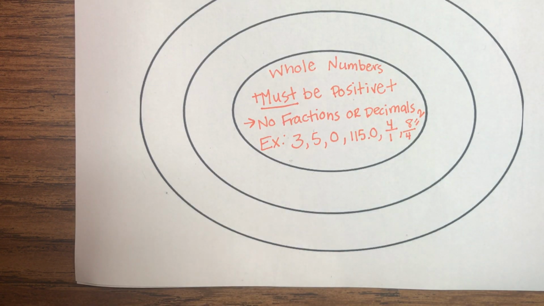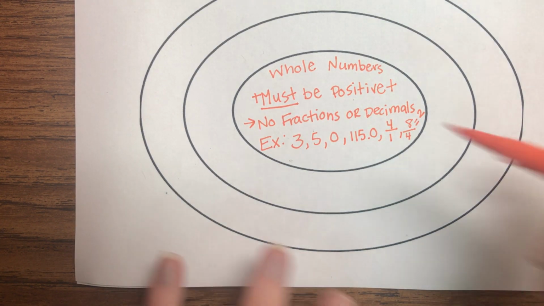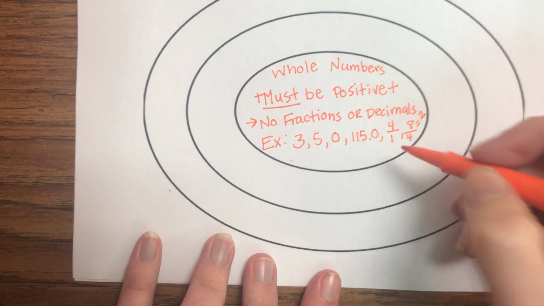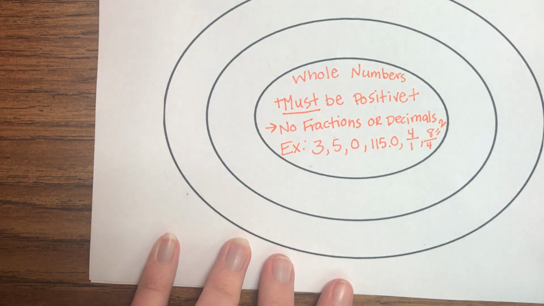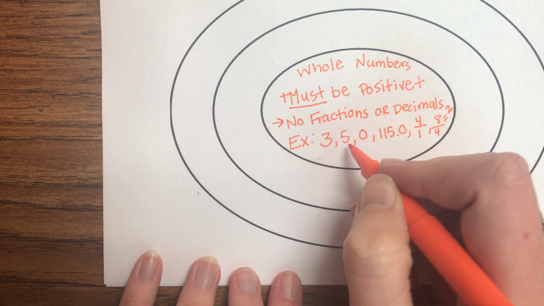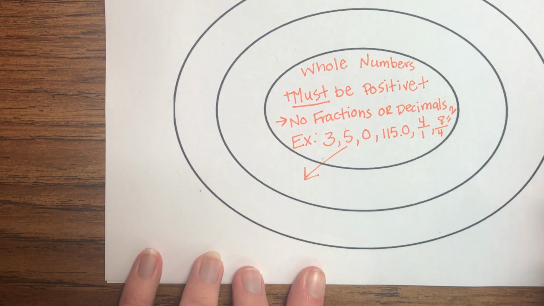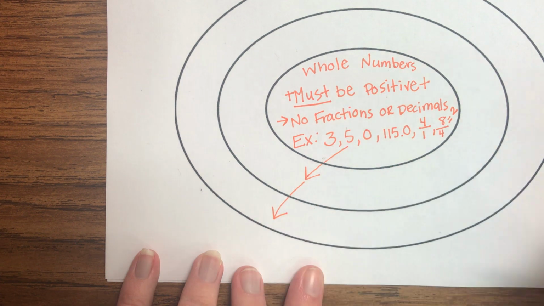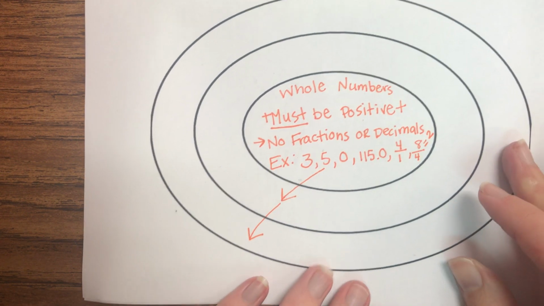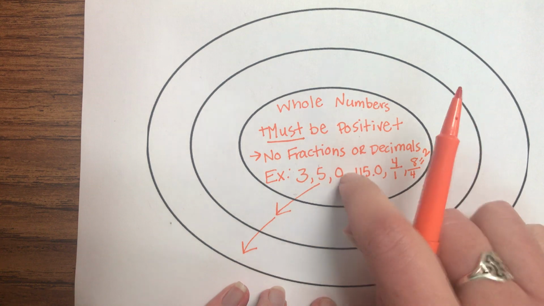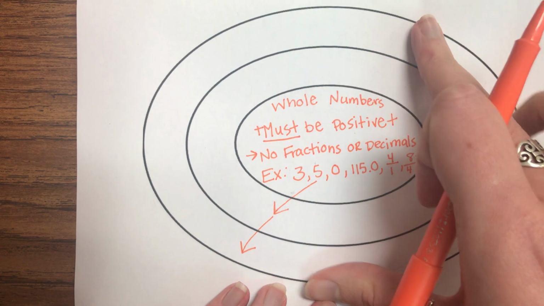Okay? The next thing I want to point out is that if I have a whole number, such as our 5 or something like that, it's also part of this circle and the outer circle. So we'll talk about that a little bit more in a second, but just remember, we start from the middle and then we go out.